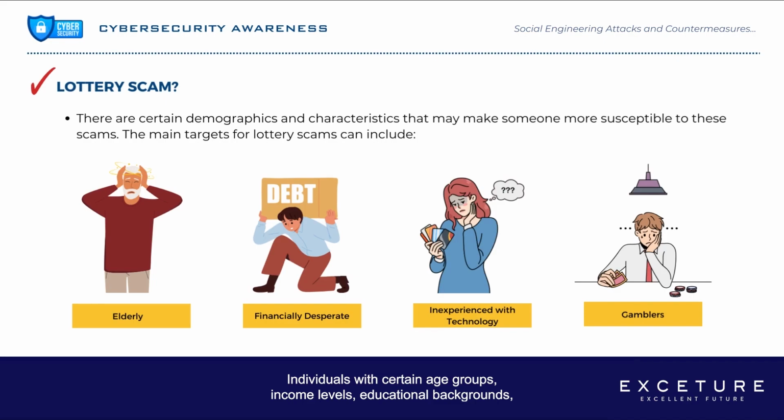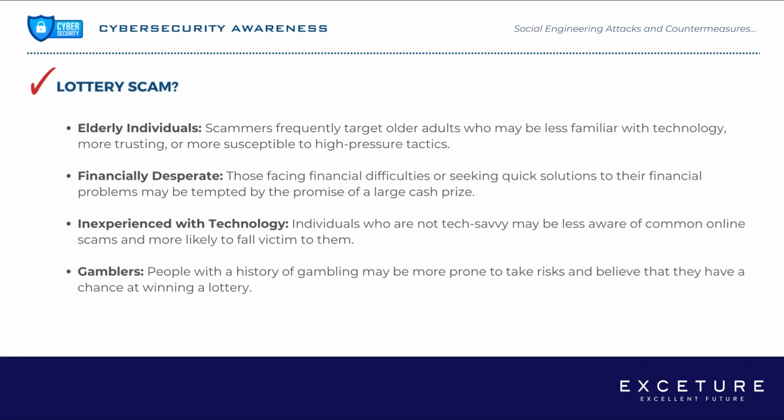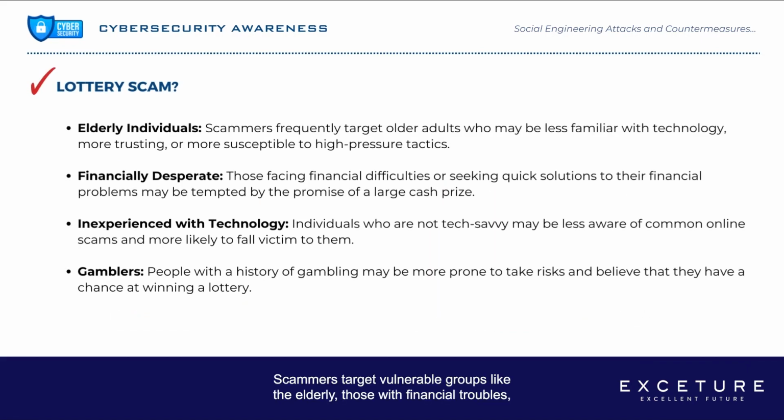Individuals with certain age groups, income levels, educational backgrounds, and personality traits may have a higher risk of falling victim to these fraudulent activities. Scammers target vulnerable groups like the elderly, those with financial troubles, the less tech-savvy, and individuals with a gambling history. These groups are often more trusting or seeking quick financial solutions, making them easier targets for scams.